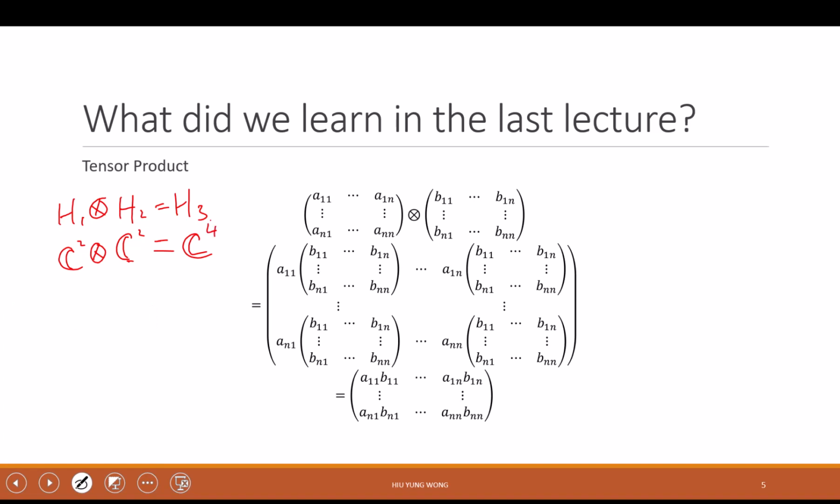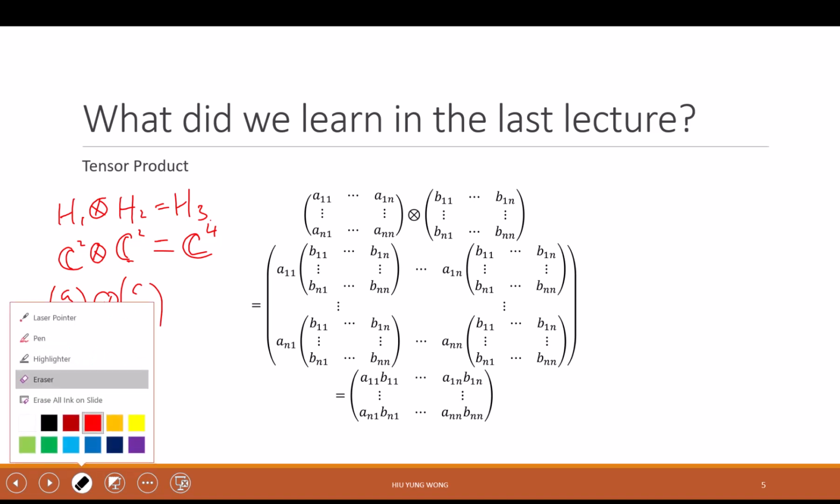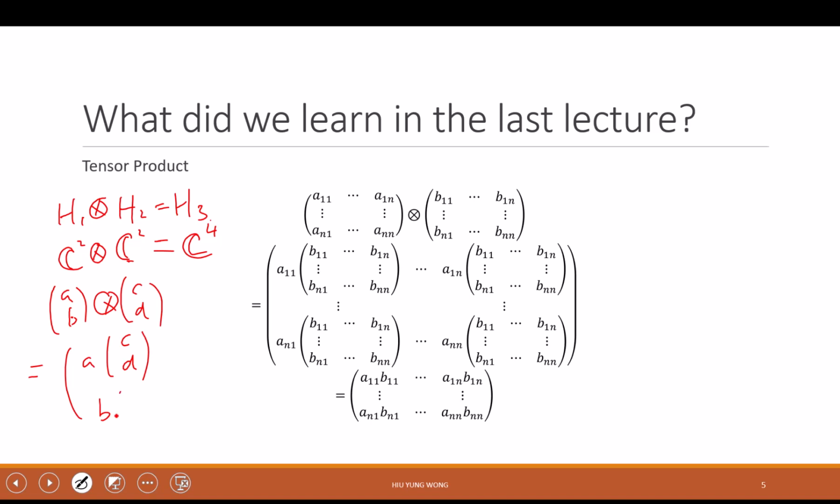How do we form a larger space? For vectors, I did not say here, but you can think about it. If I have a vector (a, b) and another vector (c, d), then when I do the tensor product, it is very easy in terms of methodology. I just multiply it inside, or basically do all the permutations. And this gives me ac, ad, bc, bd. That is how I form a larger space.